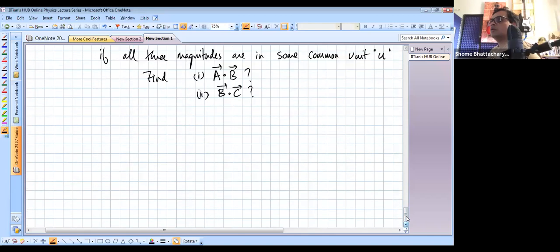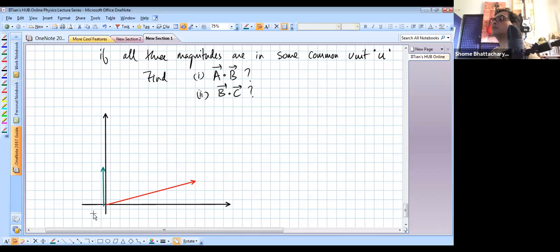Okay, so let us understand the first part. If you just isolate the vectors A and B over here, you will understand that our vector A was lying like this, and in comparison, our vector B was something like this. Okay.